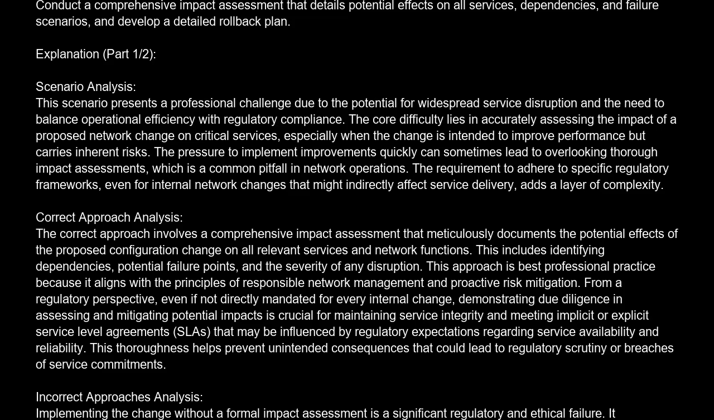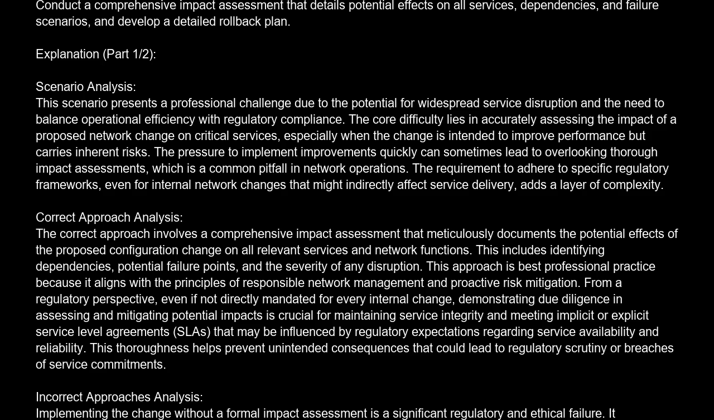Conduct a comprehensive impact assessment that details potential effects on all services, dependencies, and failure scenarios, and develop a detailed rollback plan. Explanation. Scenario analysis. This scenario presents a professional challenge due to the potential for widespread service disruption and the need to balance operational efficiency with regulatory compliance. The core difficulty lies in accurately assessing the impact of a proposed network change on critical services, especially when the change is intended to improve performance but carries inherent risks.